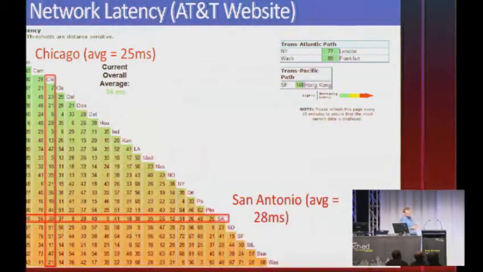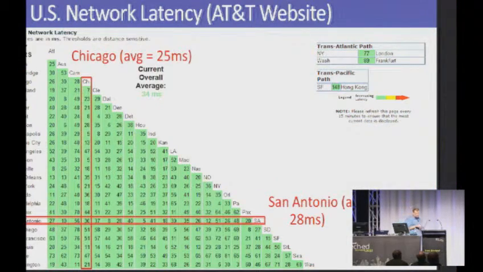Let's move forward. So this is a U.S. network latency. I found this on the AT&T website. And I don't know if this kind of data is available to you guys here in New Zealand, but this will show you the average latency on the AT&T network from one city to another. As you can see, going from San Antonio to Chicago is 28 milliseconds, which is not that bad. It's a lot better than 170 milliseconds as we saw a couple seconds ago.